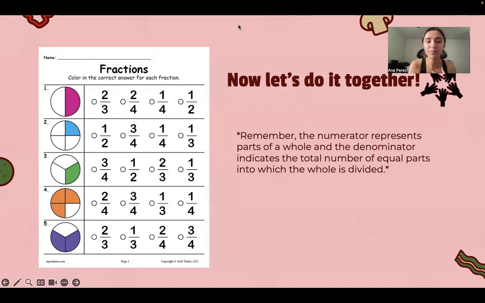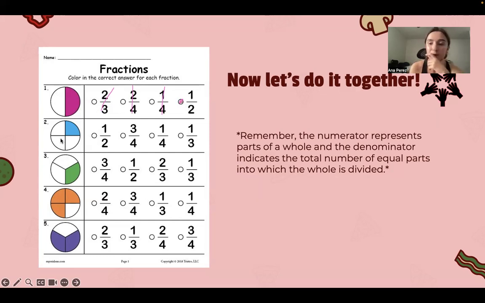So, number 1, let's see. Here we have how many equal parts? 2. So, what denominator out of the 4 is 2? The last one, right? So that pretty much gives off our answer already. And how many are shaded? 1, right?